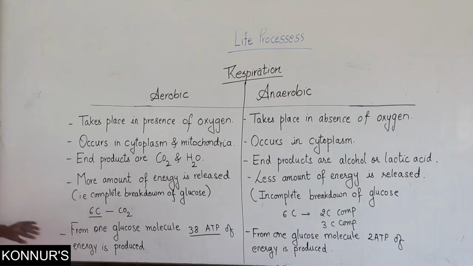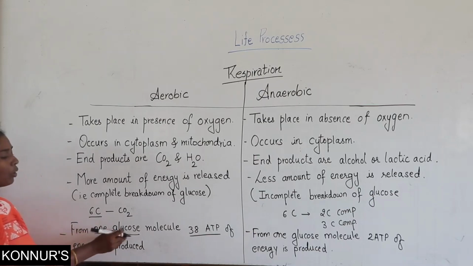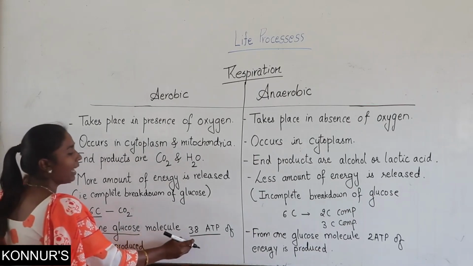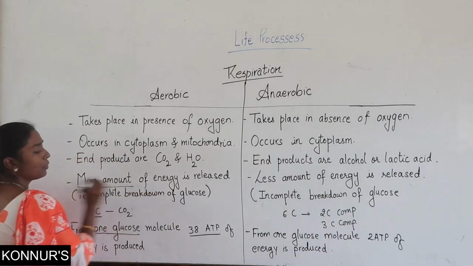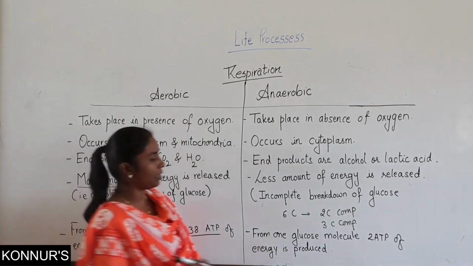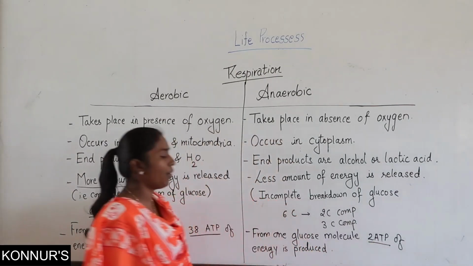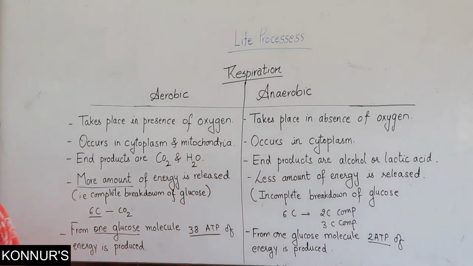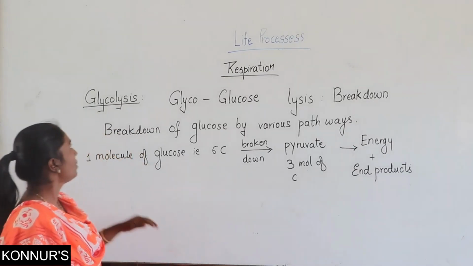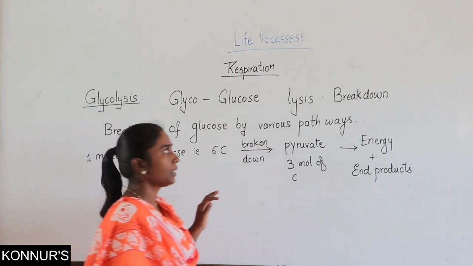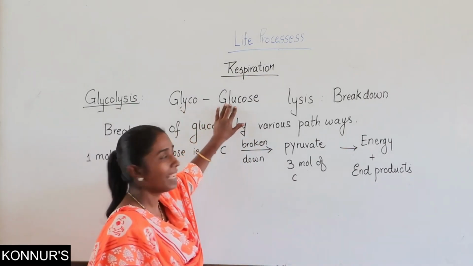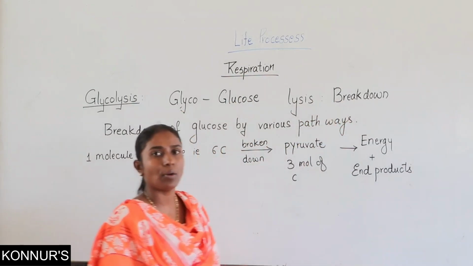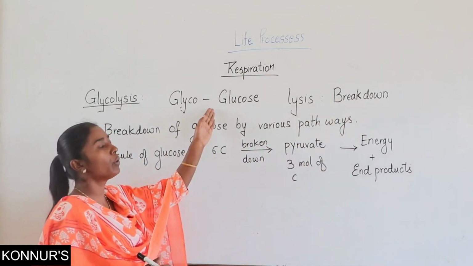Now, the amount of energy produced from one glucose molecule, in aerobic respiration 38 ATP of energy is produced, that is a large amount. Whereas in anaerobic respiration, only 2 ATP of energy is produced. Now let us study the next concept of glycolysis. What is glycolysis? The word glyco refers to glucose and lysis refers to breakdown. Here there is breaking down of glucose.